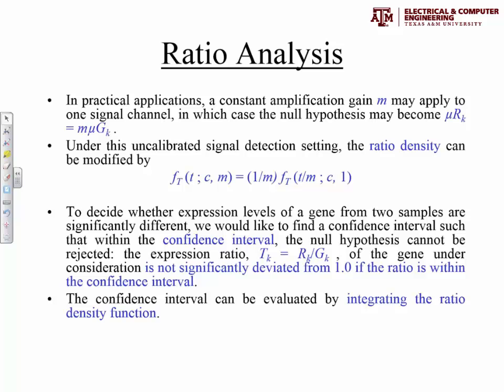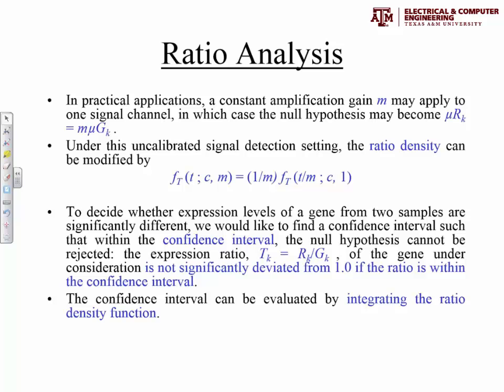So for that you need the probability density function. You need to find a confidence interval such that within the confidence interval, the null hypothesis cannot be rejected. You will say that the two populations have the same mean. The expression ratio, TK, which is the ratio of the red intensity to the green intensity, is not significantly deviated from 1 if the ratio is within the confidence interval.